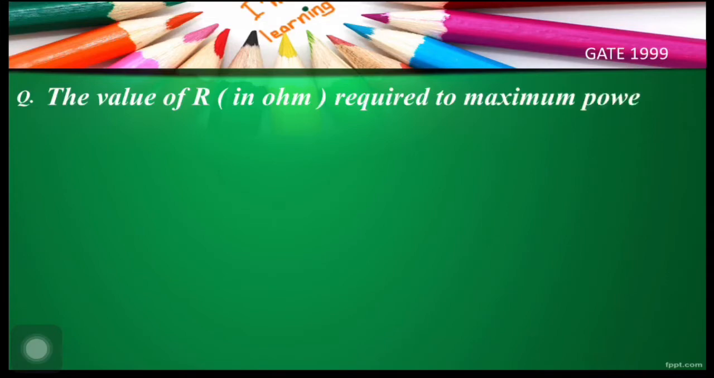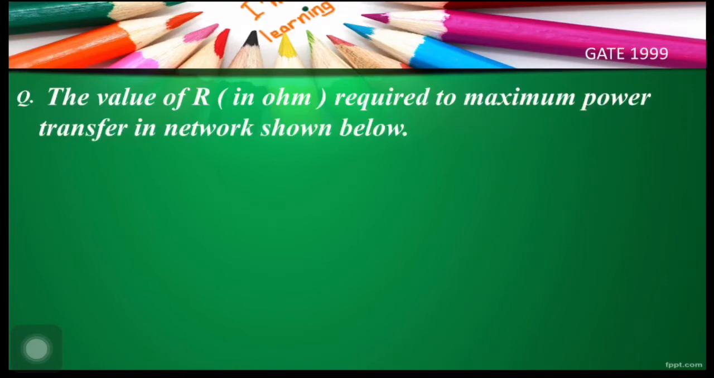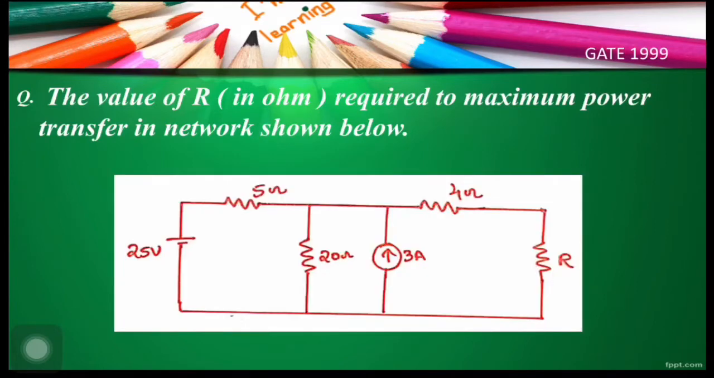It's from GATE 1999. Here, we are asked to find out the value of R in ohm required for maximum power transfer in the network shown below. The network is given here. 4 options are also given. Option A 2, option B 4, option C 8 and option D 10. Let us first understand this question.